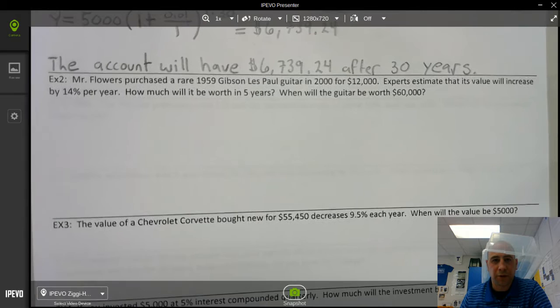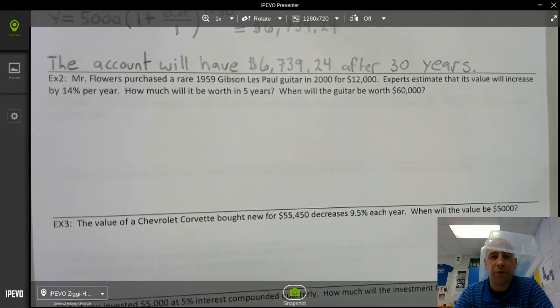All right. Example two. Mr. Flowers purchased a rare 1959 Gibson Les Paul guitar in 2000 for $12,000. Experts estimate that its value will increase by 14% per year. How much will it be worth in 5 years? So let's just answer that question first. How much will it be worth in 5 years?